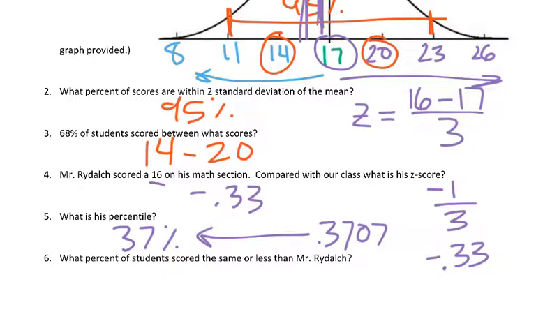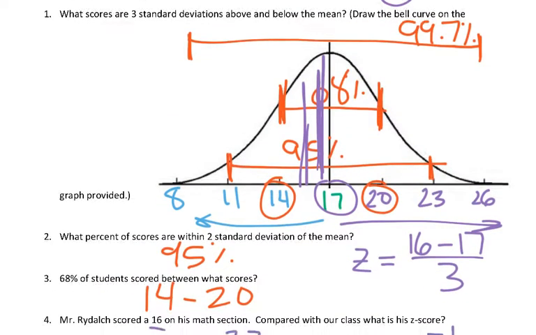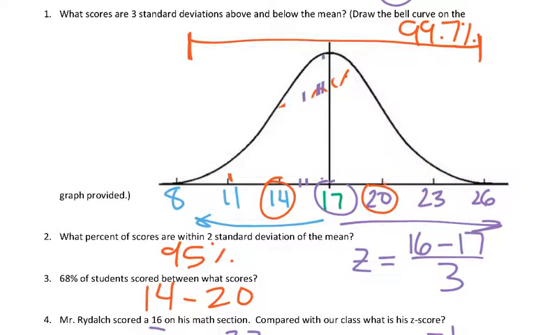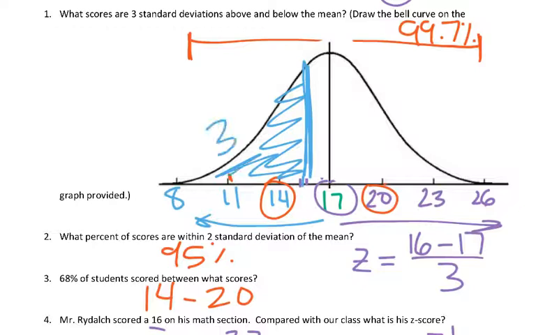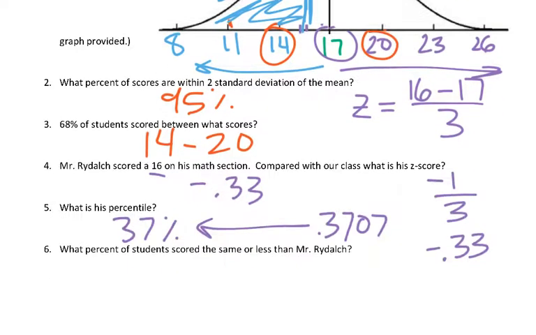Okay, so what percent of students scored the same or less than Mr. Rideout? Well, remember, 16 would be somewhere around here-ish. So below that, at or below, that's the 37%. So 37% scored at or below.